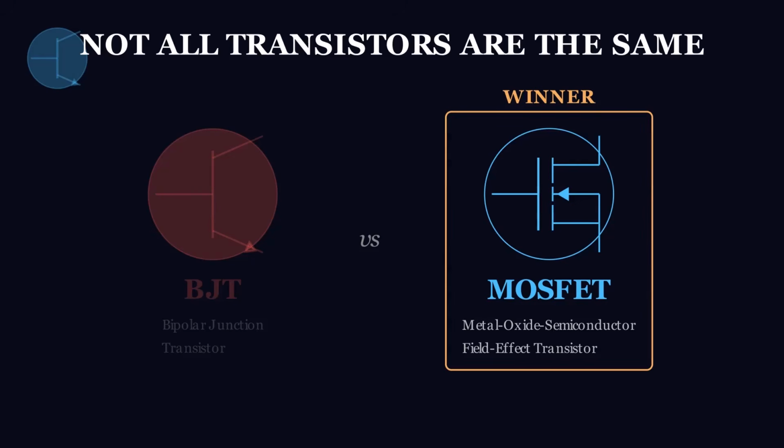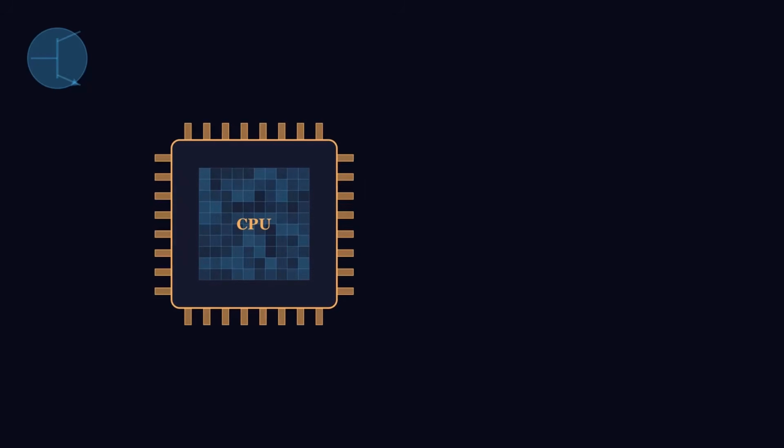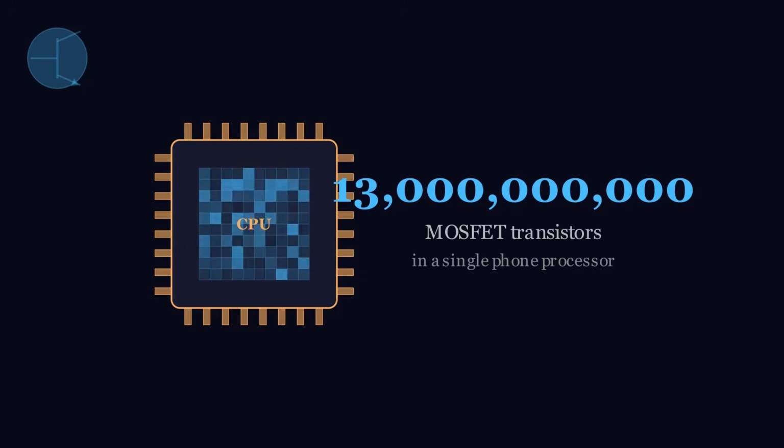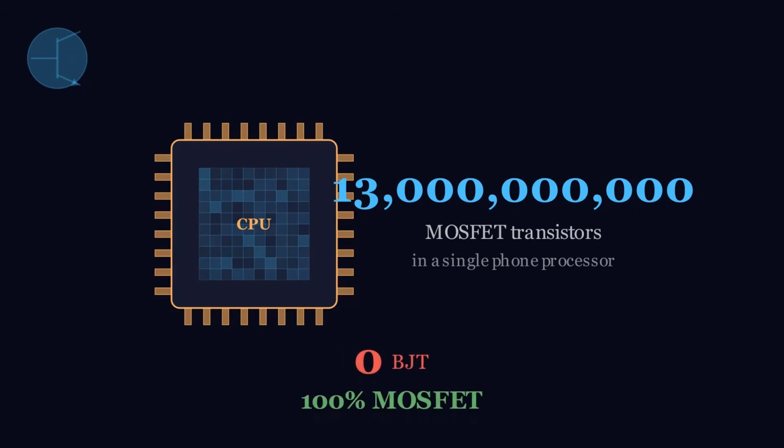modern electronics. The processor inside your phone contains more than 13 billion transistors. All of them are MOSFETs. Not a single one is a BJT. Why? That's what we will discover in today's lesson.